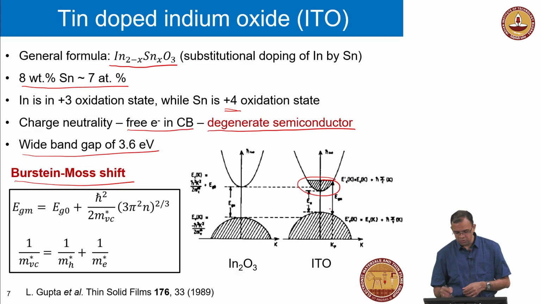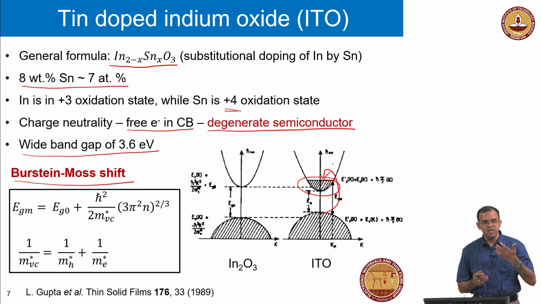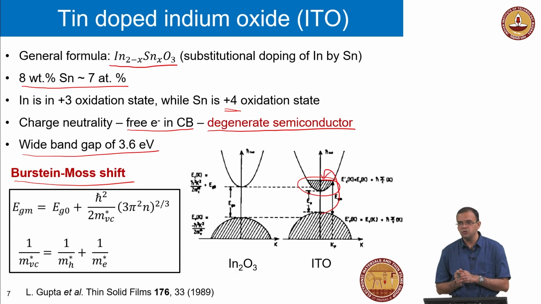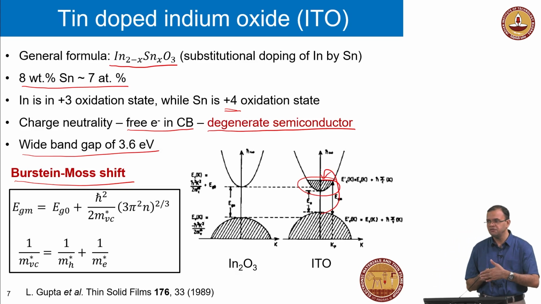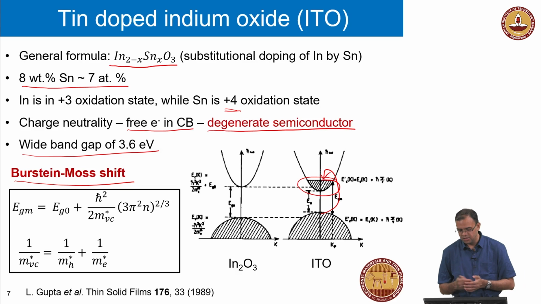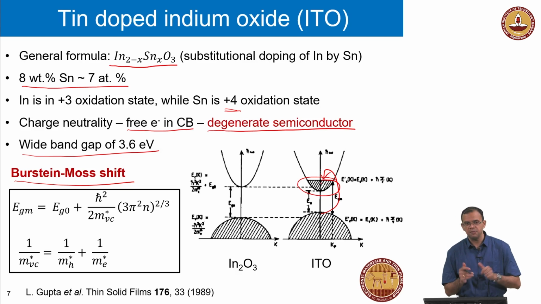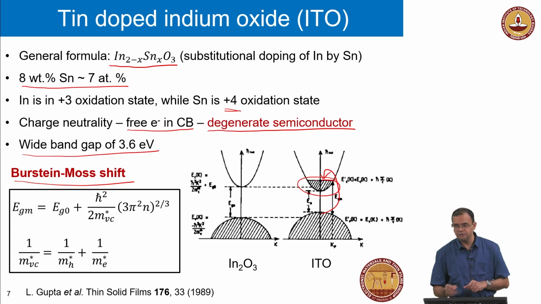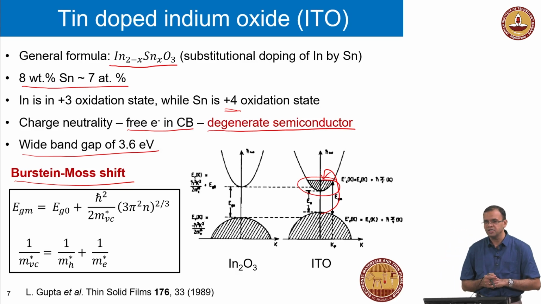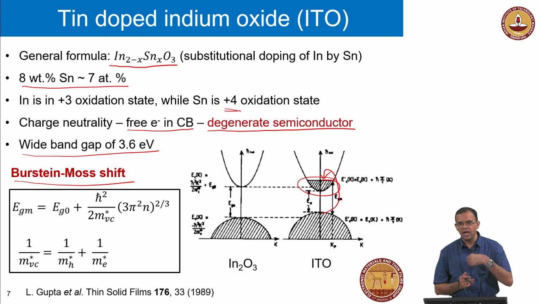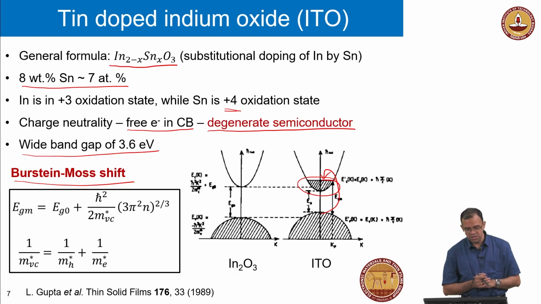So if I want to have a transition, electrons from the bottom have to actually jump above these filled states. So when you do an optical measurement, you will actually see a shift in the band gap. It's not necessarily a change in the band gap itself per se, but it is because I have filled states in the bottom of the conduction band. I actually have to go to a higher energy state, and that is seen as a shift.